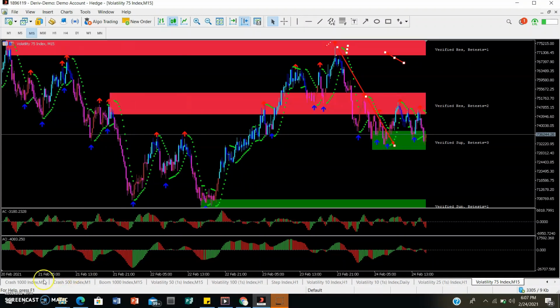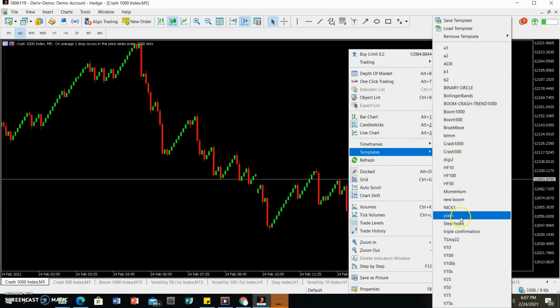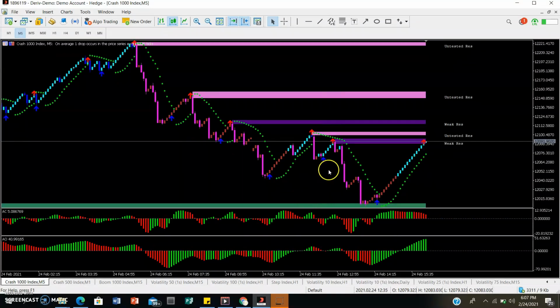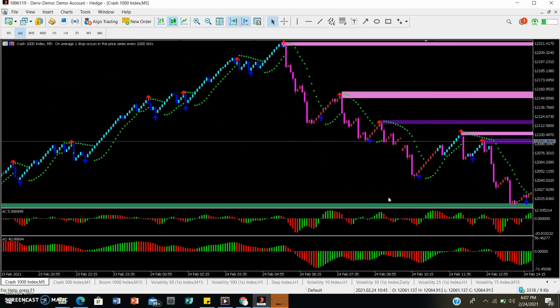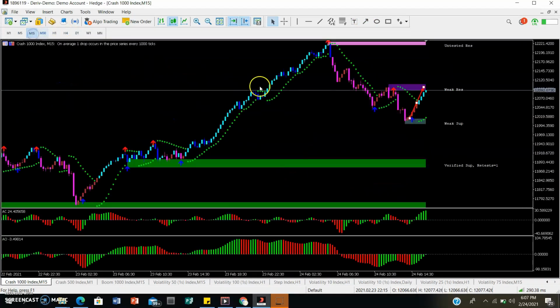So let's take a look at maybe at crash 1000. So you can see triple confirmation here. The buy setup was triple confirmed, and the only thing you do was to buy from this point. And as you can see, it went all the way up. This is a 5-minute time frame. You can use it even the 15-minute time frame. You still get the same setup, right?